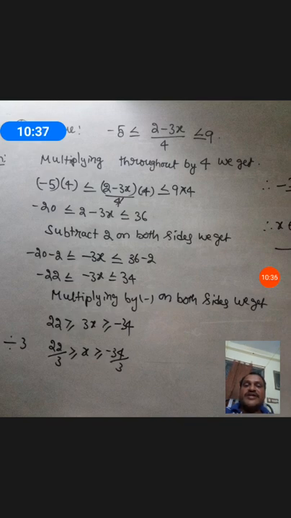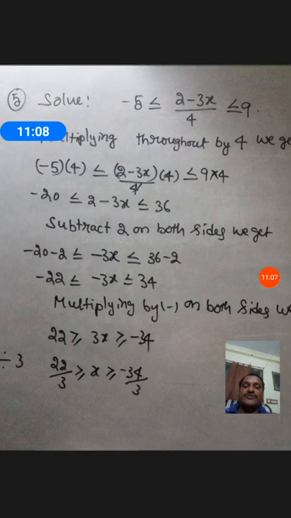Now, for this inequality, since we are having (2 minus 3x) by 4, first, dear students, you multiply throughout by 4. We get minus 5 into 4 lesser than or equal to (2 minus 3x) by 4 into 4 lesser than or equal to 9 into 4. Now, minus 5 into 4 is minus 20 lesser than or equal to, 4 and 4 will cancel, 2 minus 3x lesser than or equal to 36, 9 into 4.